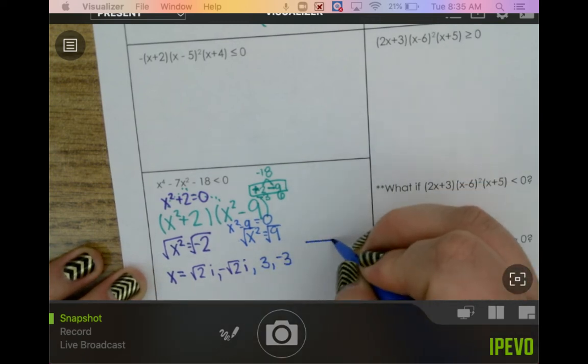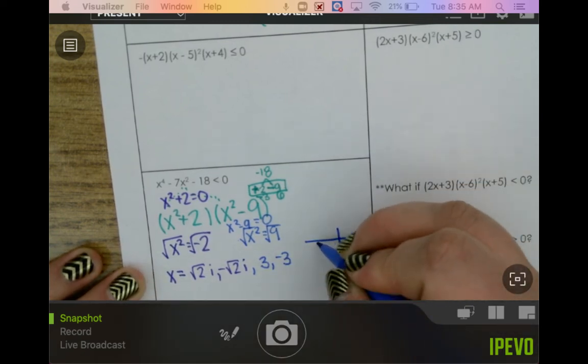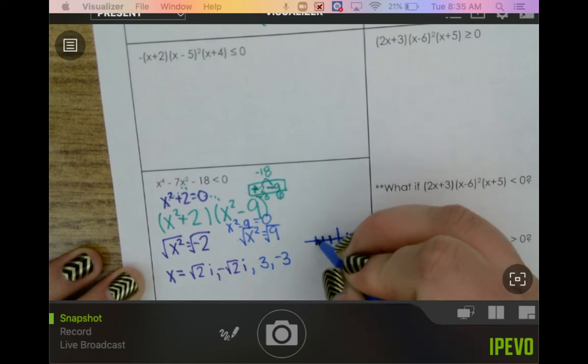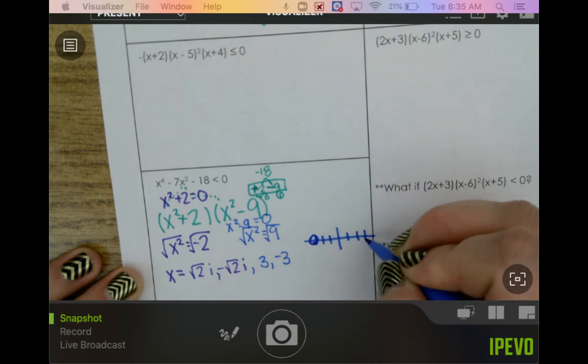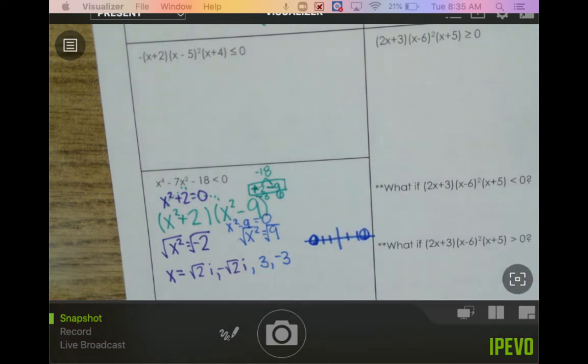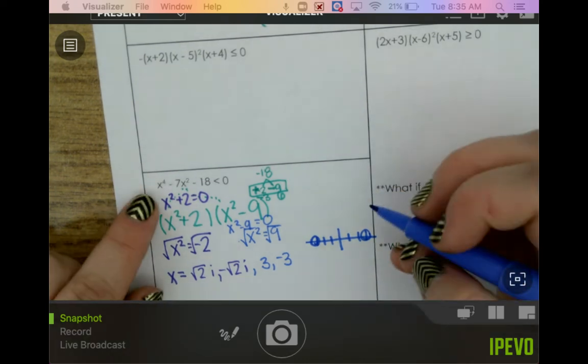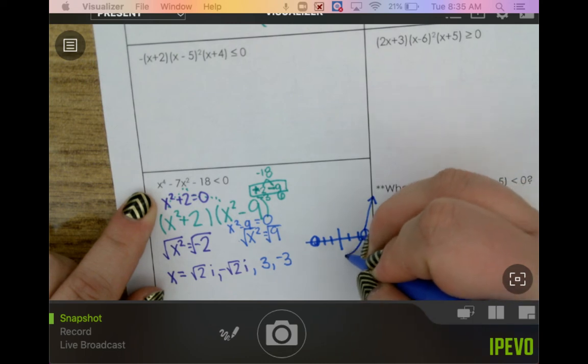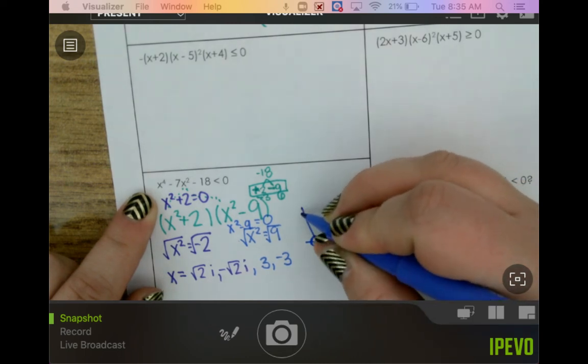When you go to graph this, all you need is the 3 and the negative 3. There is no way to graph an imaginary number. That is why it's imaginary. So you just get to skip it when you come over here. There was no negative, so this side goes up, and it's just going to go straight through all of them. Like that.